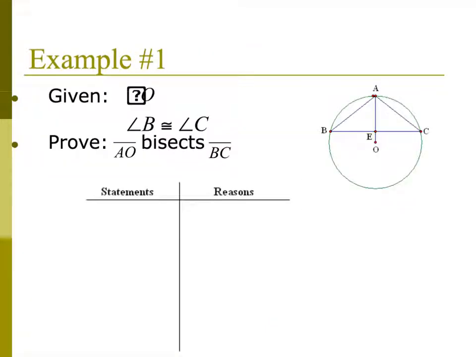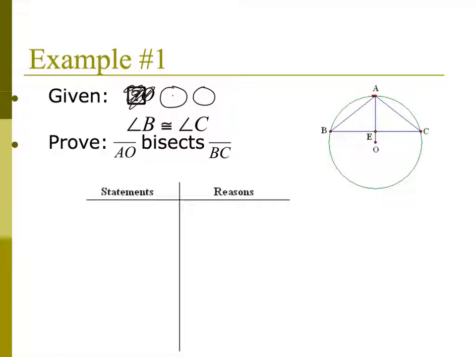Alrighty. So in this first example, we have circle O. Sometimes we have these typos. So let's see, we got circle, that is a terrible circle. Circle O. All right. And we have angle B is congruent to angle C, and we want to prove that AO bisects BC.